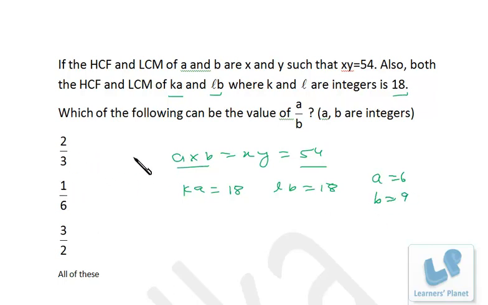So the ratio of A by B may be 2 by 3, which is possible, and 3 by 2 is also possible. Since we have only one correct option, that means all of these are possible. 1 by 6 can also be obtained if we take one of them as 1 and the other as 54. See, 1 upon 6 is possible when we take 2 and 9, suppose. When A is 3, B will be 18, then we will be able to get 1 by 6 also.